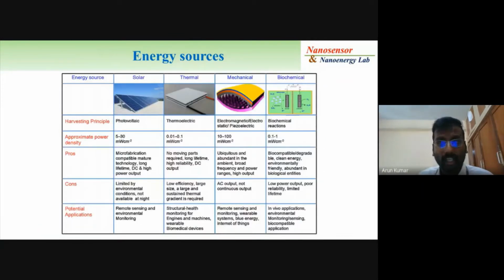Okay, the energy sources here you can see are solar, thermal, mechanical, and biomechanical. Today we are going to look at the mechanical part. It has an energy output density of around 10 to 100 milliwatt per centimeter square. The main pro of this kind of device is that biomechanical or mechanical energy, like wind, is abundant in nature, so you can harvest it and convert it into electrical energy. The one con here is that it is an AC output, not a continuous output.